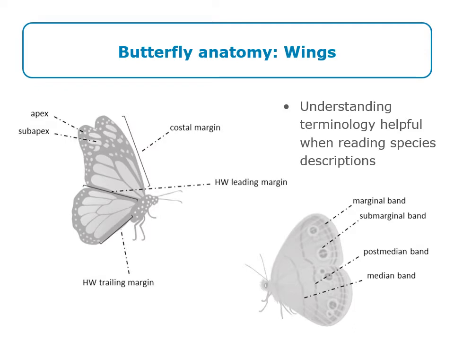And so sometimes a description will refer to a marginal band, and that would be a band of color or pattern that's near the margin of the wing. And then submarginal, which would be just inside that. There might be a median band, and that would be a band in the middle of the wing. And then post-median would be after that, further away from the body than that. So sometimes when you're reading a species description, it'll point to exactly what it's talking about, but if it doesn't, it helps to know these basic features.